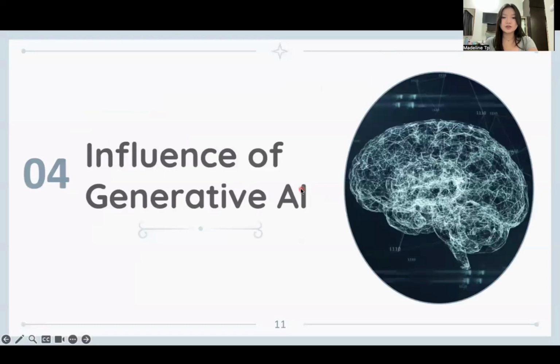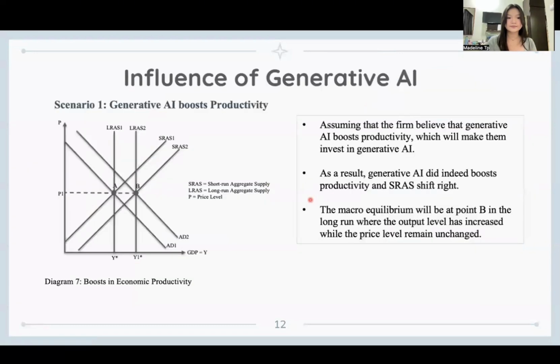Next, influence of generative AI. So for scenario 1, I'll be talking about how generative AI boosts productivity. So as we can see, initially the macroequilibrium is at point A over here, where the output is at Y star, and the price level is at P1. Now let's assume that the firm believes that generative AI boosts productivity.